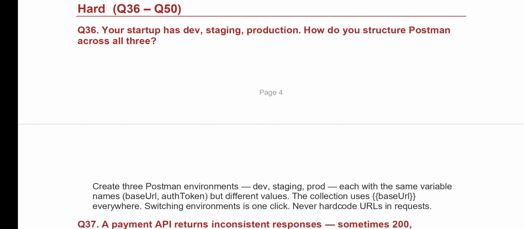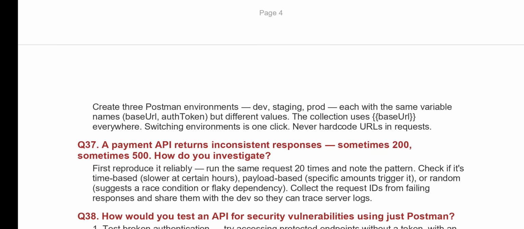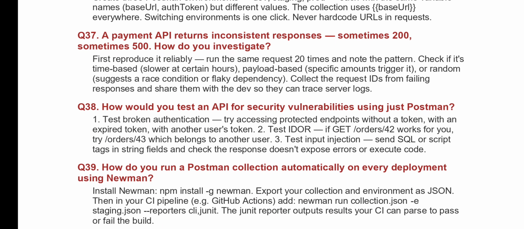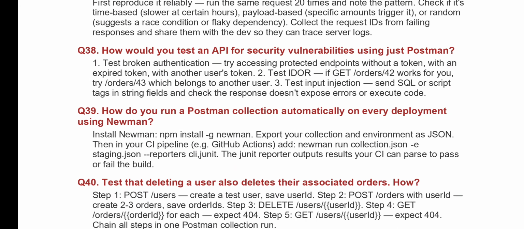And these are hard level interview questions, guys. Your startup has dev, staging and production. How do you structure Postman across all three? A payment API returns inconsistent responses, sometimes 200, sometimes 500. How do you investigate? How would you test an API for security vulnerabilities using just Postman?